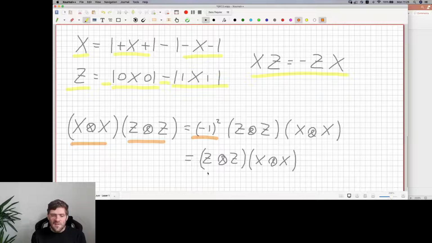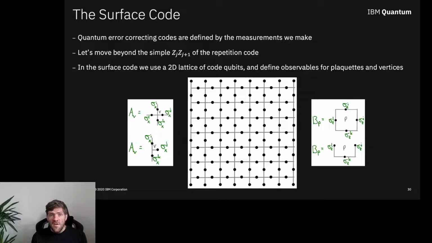Those 2 factors of -1 will square, and therefore we find that ZZ and XX actually commute. So their measurements are completely compatible. We can swap between them without messing anything up. So in the repetition code, we thought of having a line of qubits, and then for pairs of qubits that were neighboring on that line, we did these 2 qubit parity measurements, which we now know are ZZ measurements.